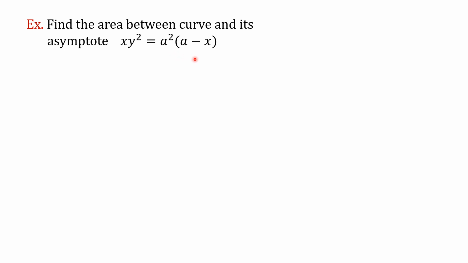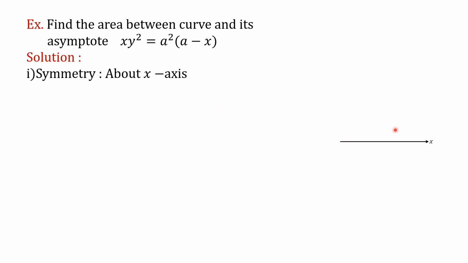So to obtain the area, first of all, we have to trace this curve. So in the solution, first we will trace this curve. First point is symmetry. As powers of y are even everywhere, this implies that curve is symmetric about x-axis. So here it is x-axis and curve is symmetric about x-axis. This one is the y-axis.